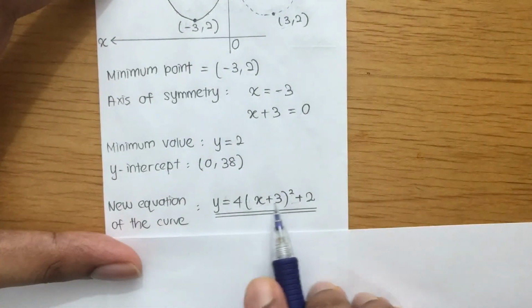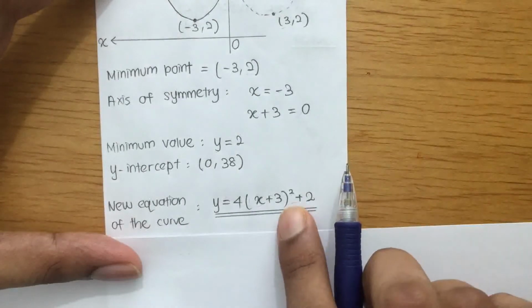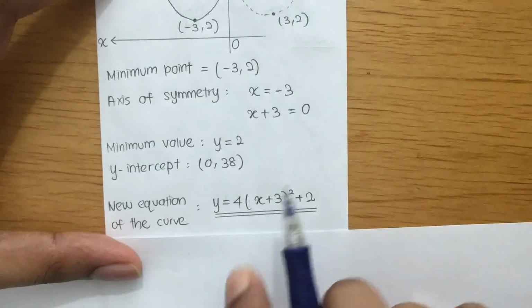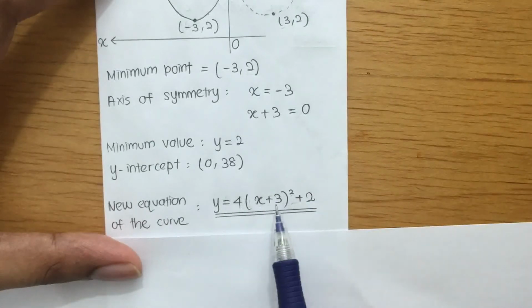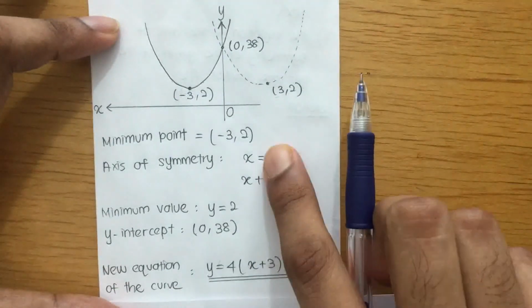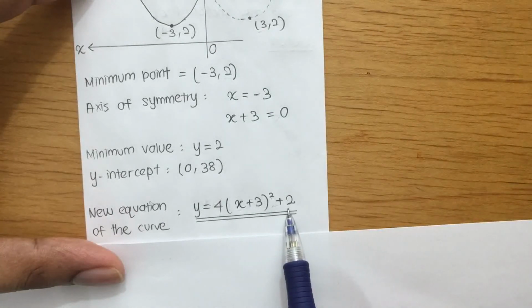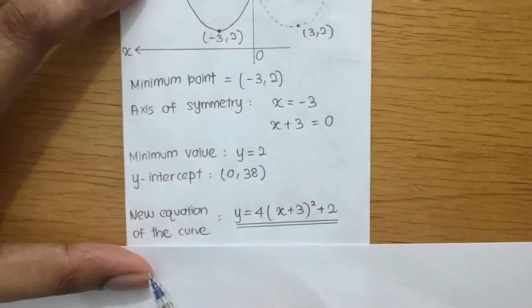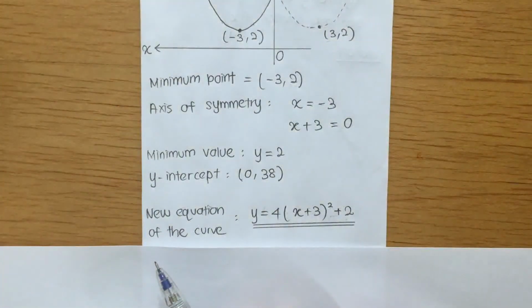Okay, if you are not sure whether your answer is correct or not, you can check the answer through the reverse method, guys. So from here you get your axis of symmetry, x plus 3 equals 0, and then from there you get x equals negative 3, and here you get your minimum value is 2. So that means your working is correct, guys. Okay, let me put back the question paper for your reference, so please hold on for a moment.